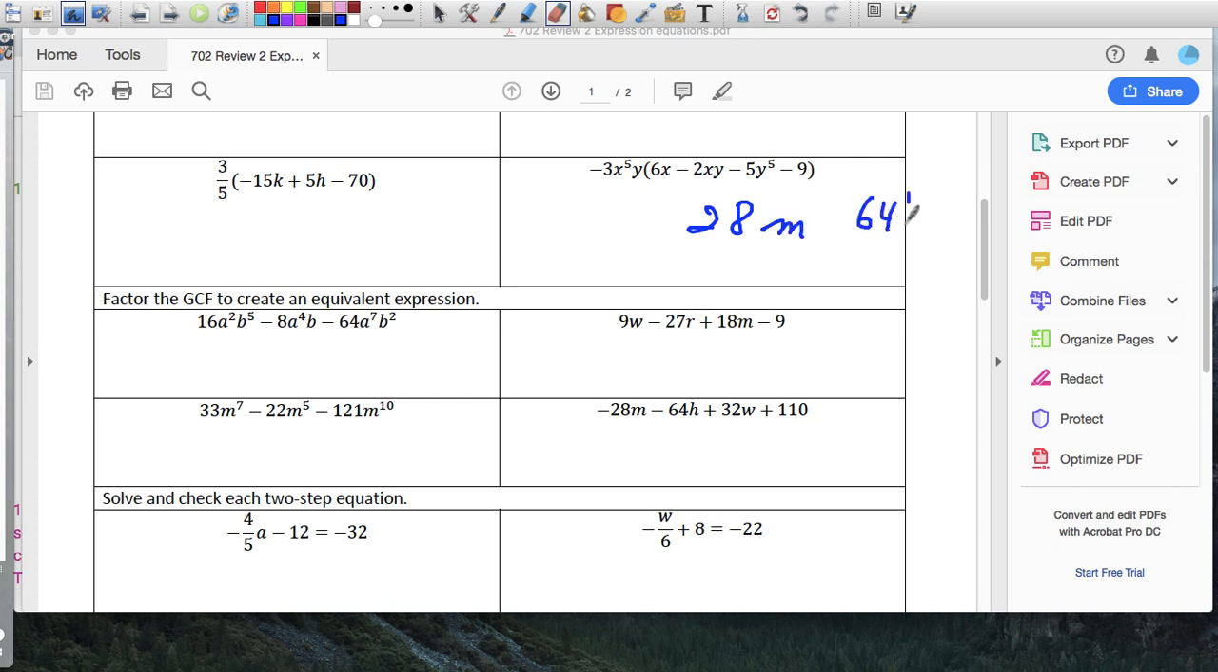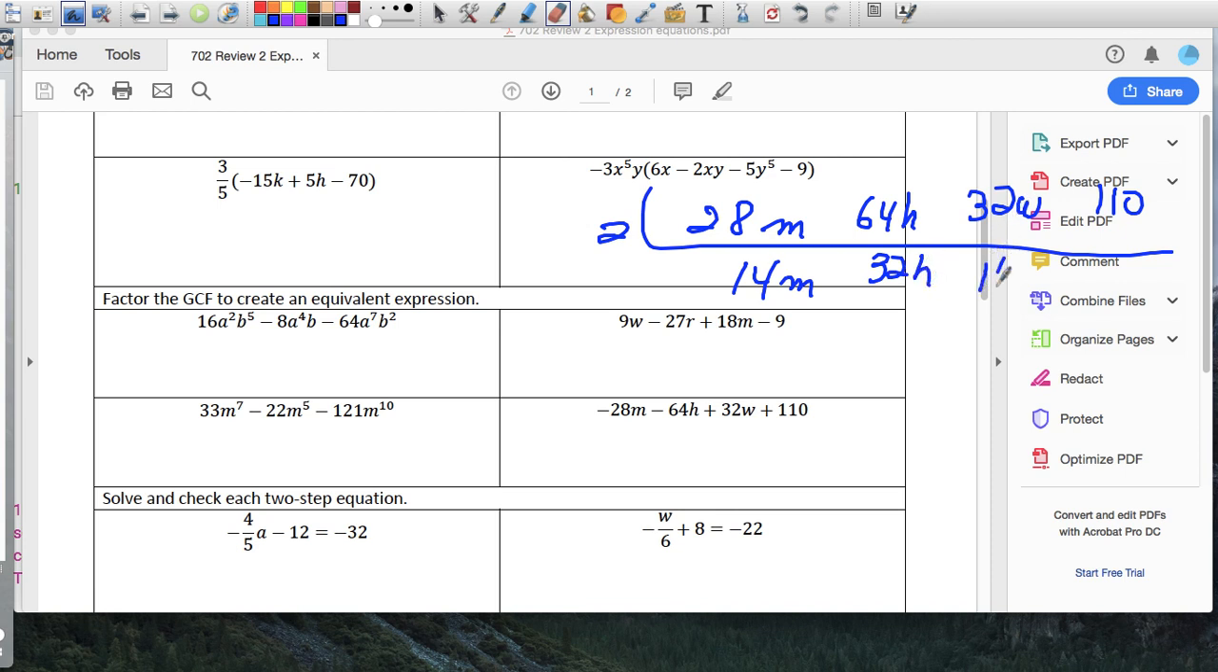28M, 64H, 32W, 110. I can definitely pull out a 2, so that's 14M, 32H, 16W, and 55. Is there any number that goes into these? No. So the biggest number would be a 2.